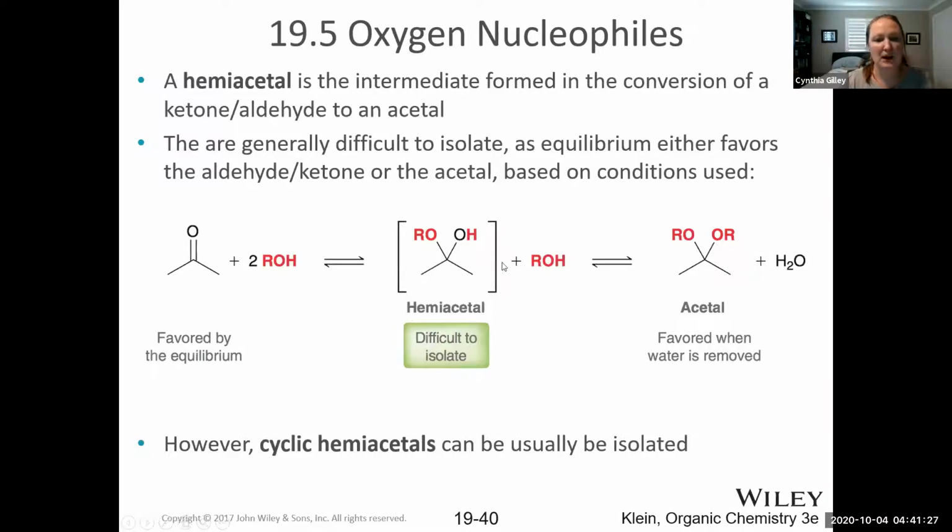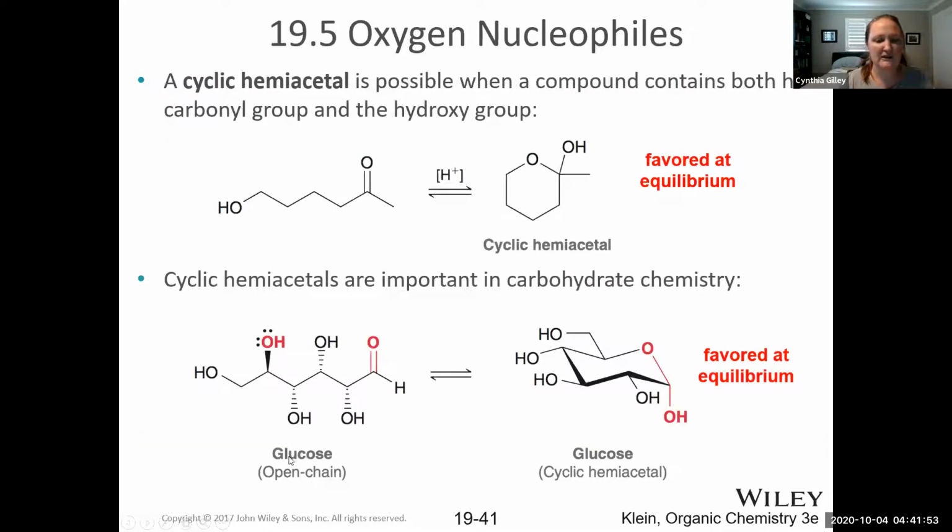Typically, it's hard to isolate a hemiacetal because it would continue reacting either to go to the acetal or in reverse back to the aldehyde or ketone. So while it's very difficult to typically isolate a hemiacetal, it's possible to isolate cyclic hemiacetals. Those tend to be more stable than acyclic hemiacetals, particularly with a stable ring size, like a 5 or 6 membered ring. So for example, this is a cyclic hemiacetal, right?